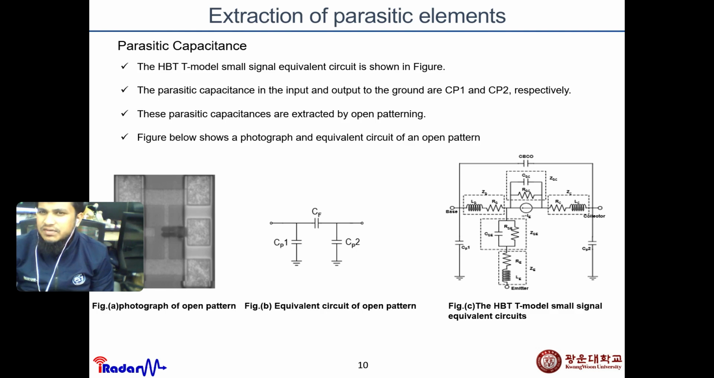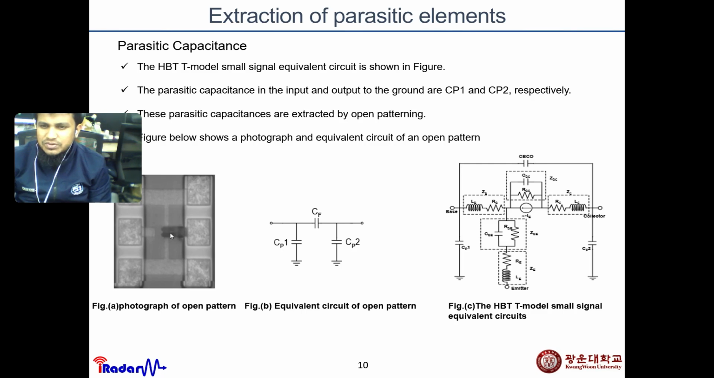Extraction of parasitic elements: parasitics are actually used as capacitance and inductance. From that figure we see this is a T shape, and we use two capacitors, CP1 and CP2. These are parasitic capacitances. Parasitic capacitances are extracted by open patterns, and these figures show that. This is our probe station view. From the probe station we see the micro-nanometer lines that are designed, and this is the photographic open pattern, the equivalent circuit of the open pattern, and the HBT model small signal equivalent circuit.